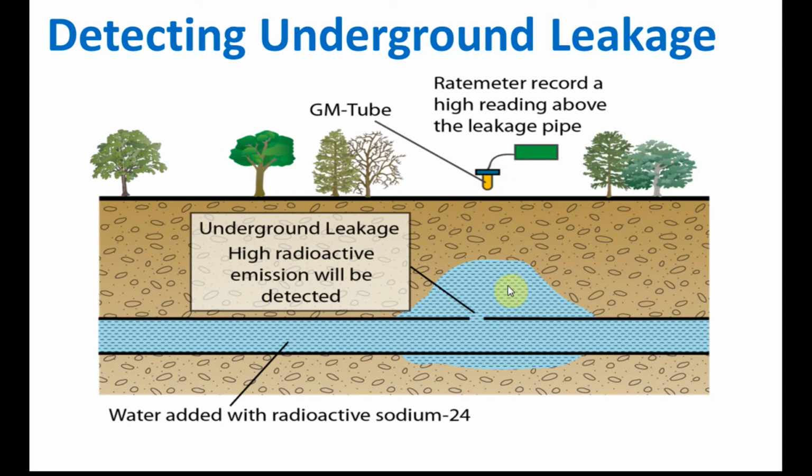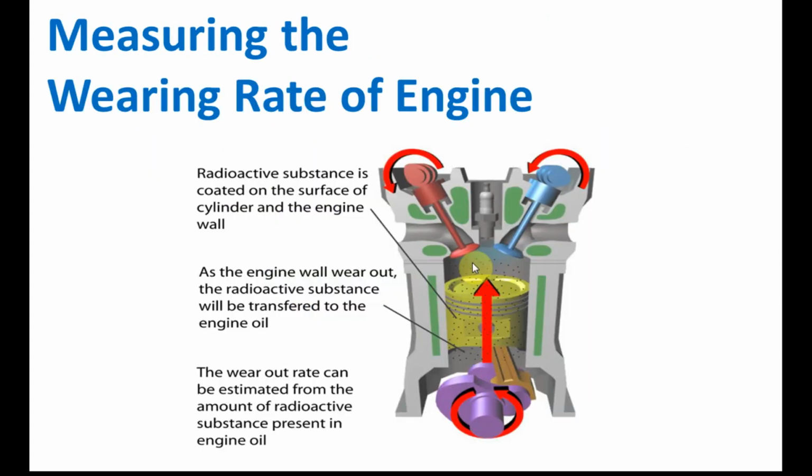At the place where the leakage occurs, the reading will be much higher because water comes out from this place. There's a lot of water here, and a lot of water means more radioisotopes, because the isotope is added into the water. So for underground leakage, high radioactive emission will be detected, and that is how we detect underground leakage.